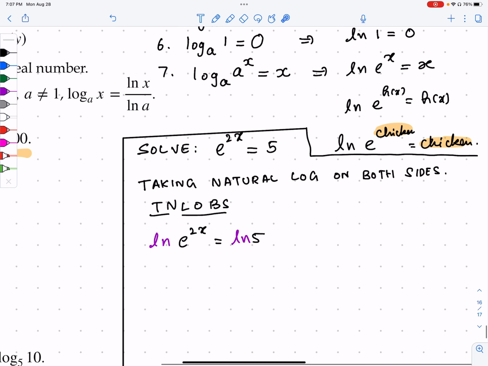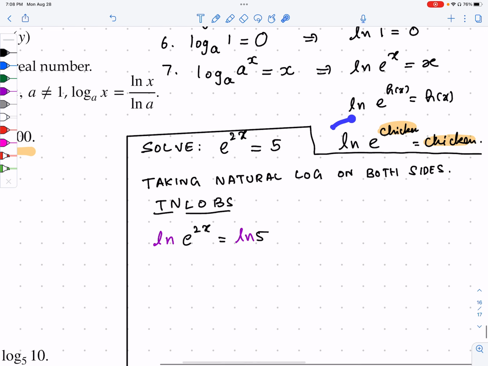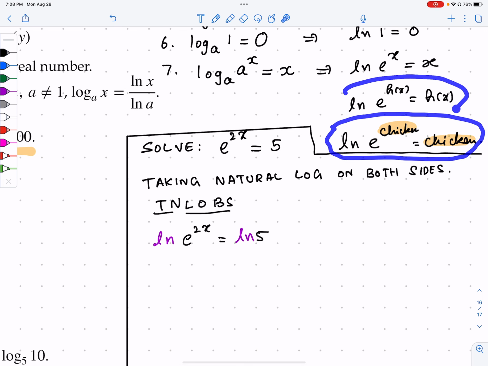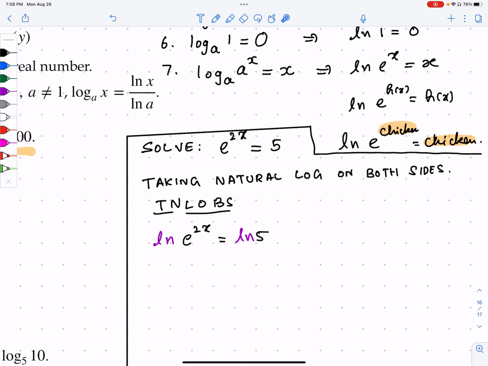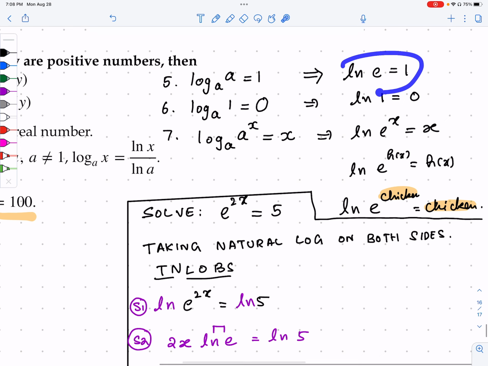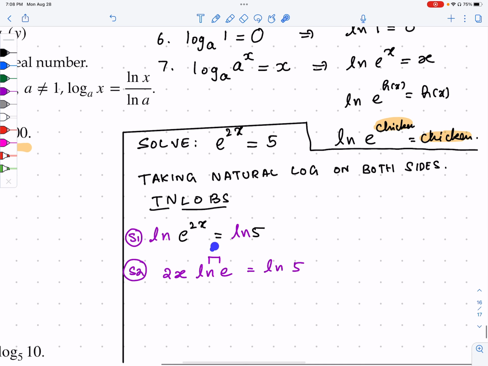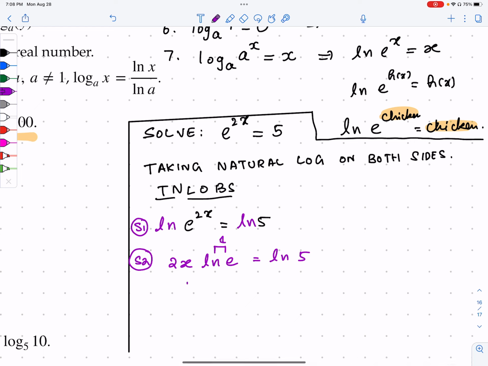Now we're going to use the property that I gave you right here to simplify this. So ln of e to the h of x is equal to h of x, right? So now I can bring the power down. That is my step 1. In my step 2, you bring the power down, you have 2x times ln of e, which is equal to ln of 5. And what is the ln of e? It is equal to 1. So what you have here is 2x times 1 is equal to ln of 5.